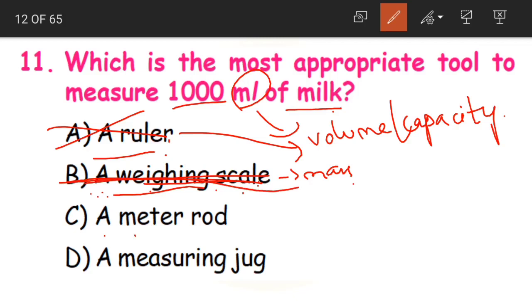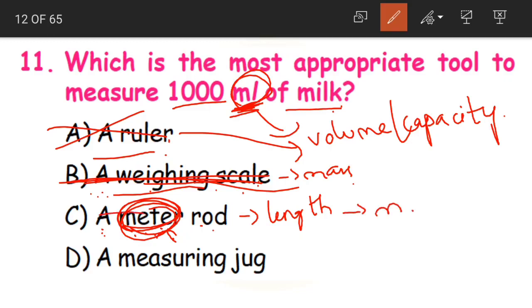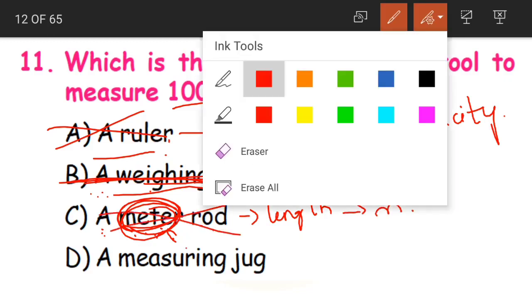Next, option C, we have a meter rod. A meter rod is again used to measure the length. In the question, what do you say? Here itself we are having ml. A meter rod gives the answer in meters. But what do we want? We want something which will measure the milk in mls. We want 1000 ml of milk. We want a tool to measure 1000 ml. Here a meter rod measures in meters. So option C also becomes a wrong answer.